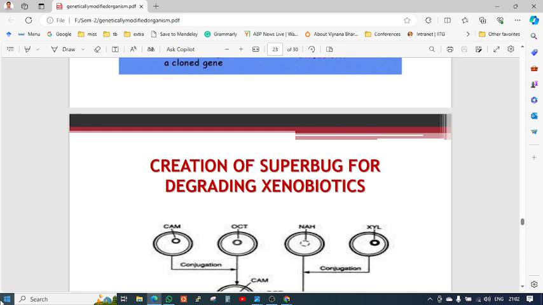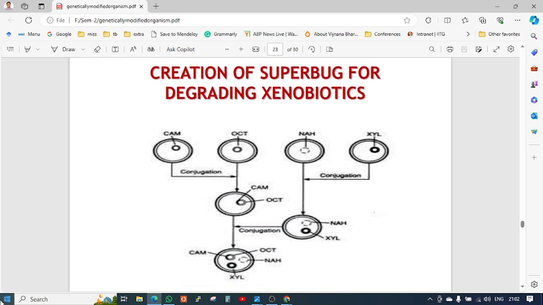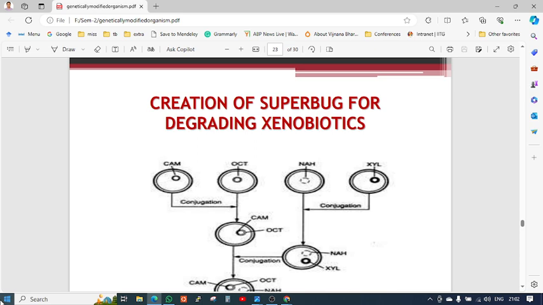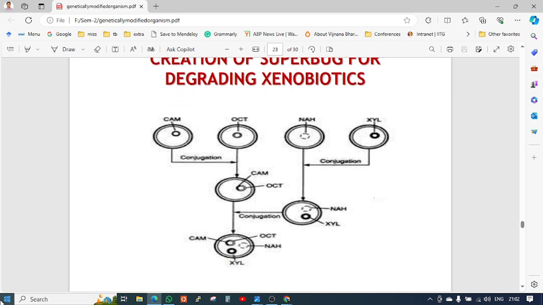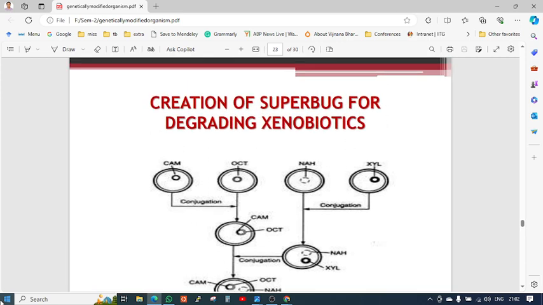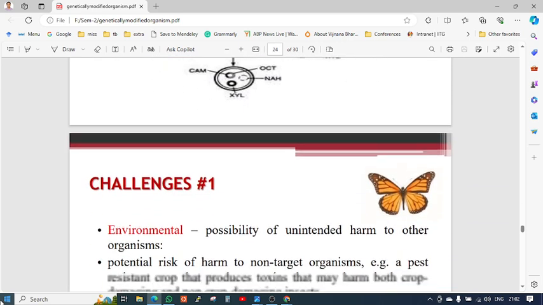Creation of superbugs for degrading xenobiotics. These are advanced types of applications of genetically modified organisms which can degrade xenobiotics. The creation of superbugs means they modify these organisms, or synthetically produce some organisms, which have the power of degrading xenobiotics. This is purely a genetic engineering subject and we cannot go into details. This is one example.